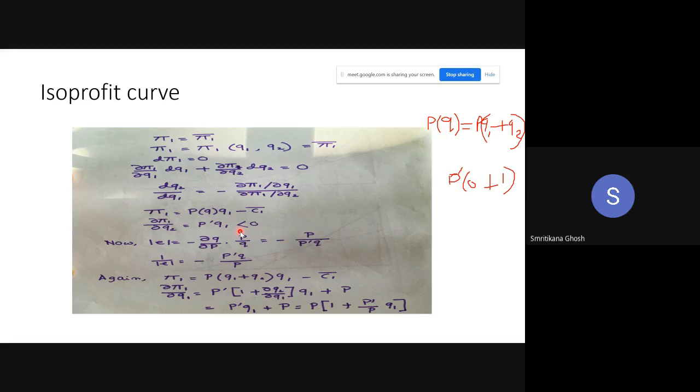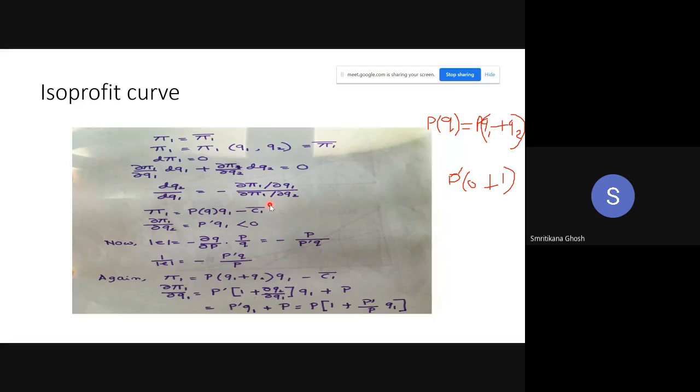Now Q1 is the total quantity produced by firm 1. It is definitely positive. And P prime is nothing but the slope of your demand curve. So P prime is negative if there is law of demand. So P prime into Q1 is less than 0. So what is that actually? Del pi 1 del Q2 is your denominator, the denominator of the slope of the isoprofit curve. So you find out that the denominator is less than 0.